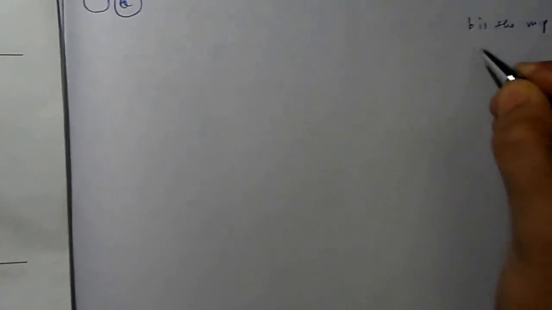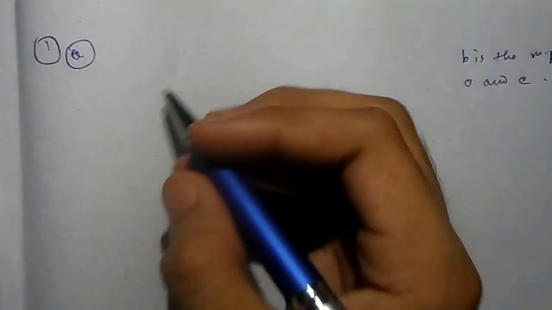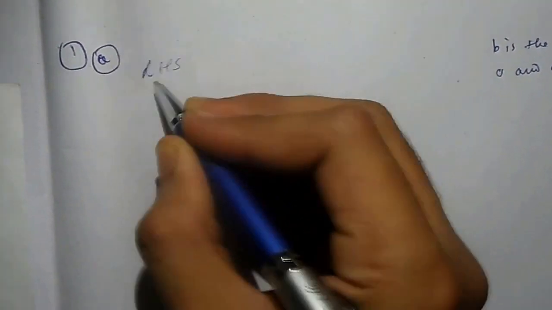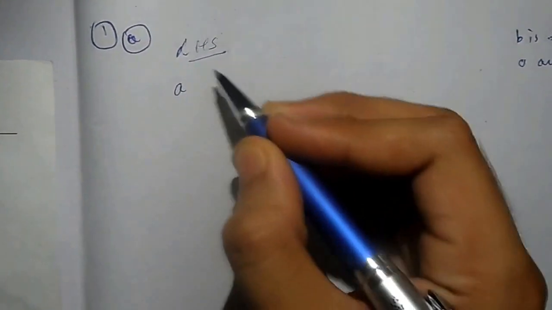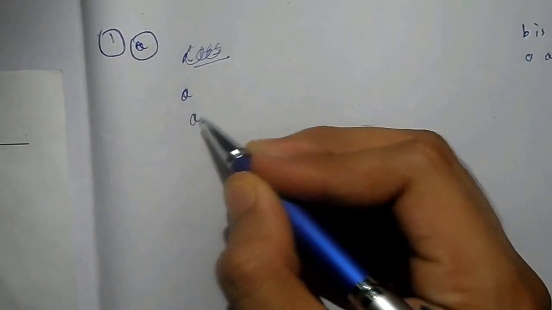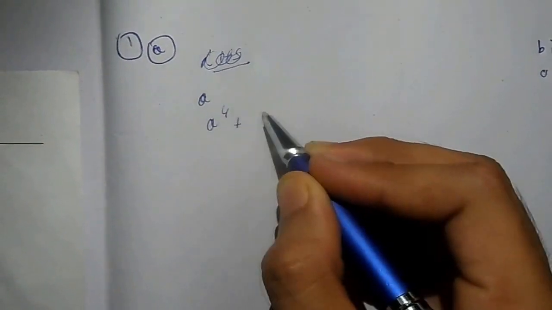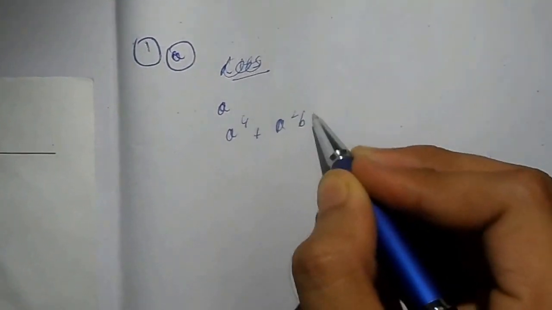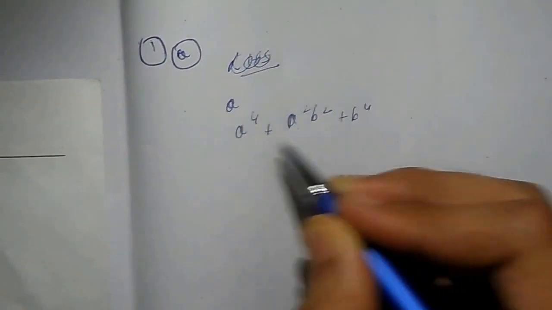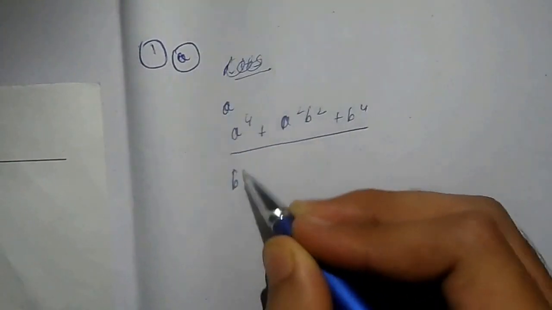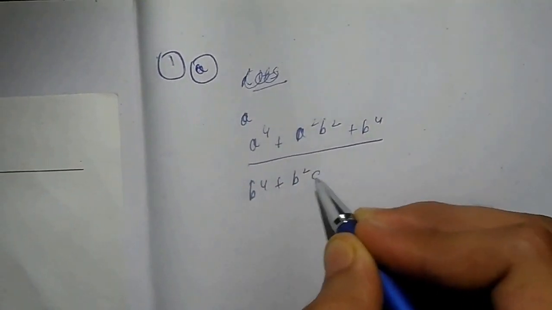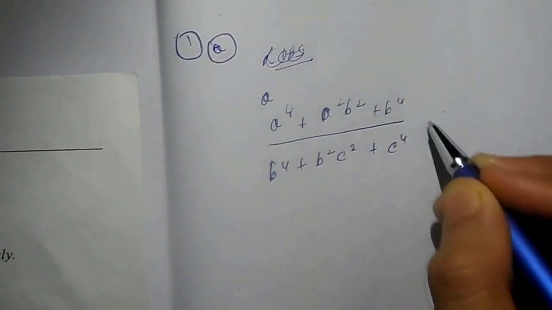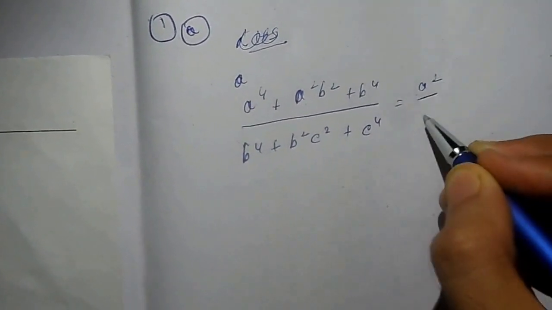So first let's write this, that B is the mean proportion between A and C. So we will start with LHS. Now what is LHS for us? Now let me first write the sum for you. The sum is A to the power 4 plus A square B square plus B to the power 4, over B to the power 4 plus B square C square plus C to the power 4, is equal to A square by C square.